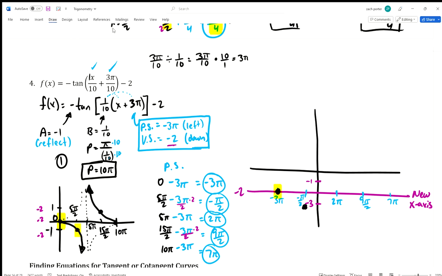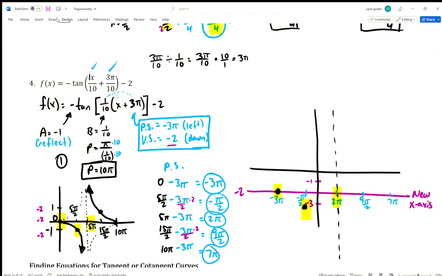Let me highlight still. So the 5 pi halves got converted to be, not 2 pi halves, just 2 pi. And then we will do our asymptote through there, and then continue onward. Okay, so there's our asymptote.